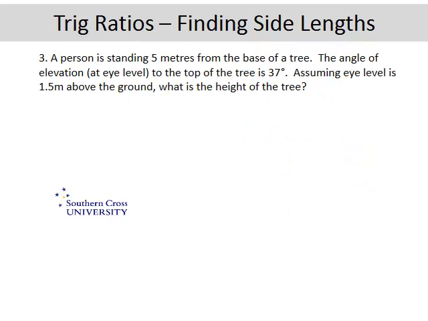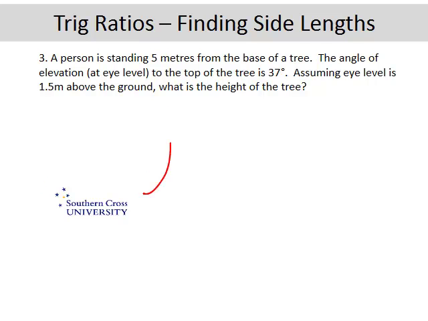The third question's a problem-solving one. A person standing 5 metres from the base of a tree. The angle of elevation at the person's eye level to the top of the tree is 37 degrees. Assuming eye level is 1.5 metres above the ground, what is the height of the tree?